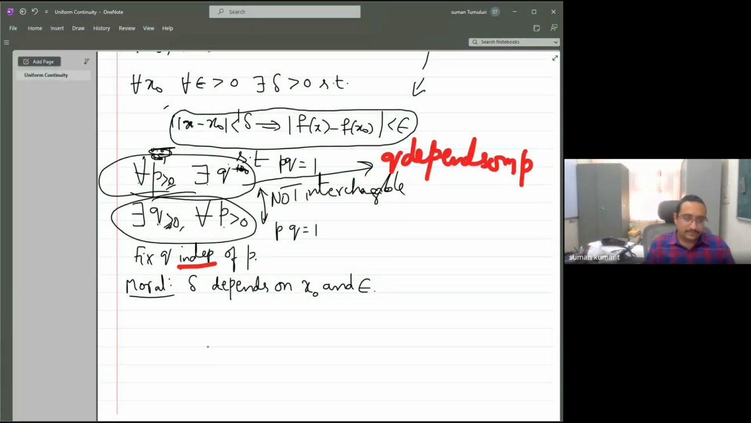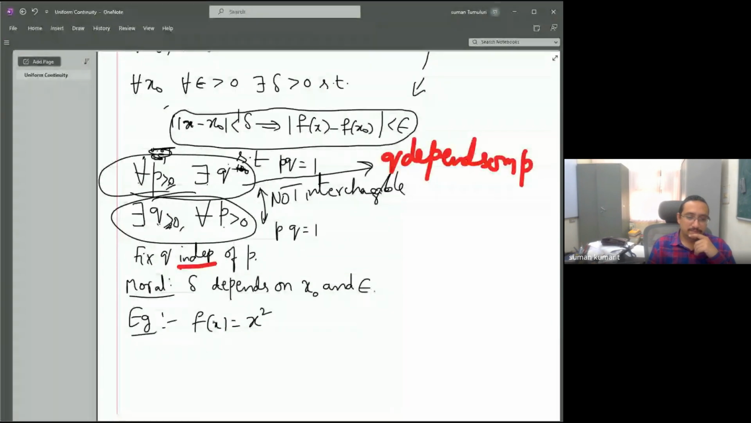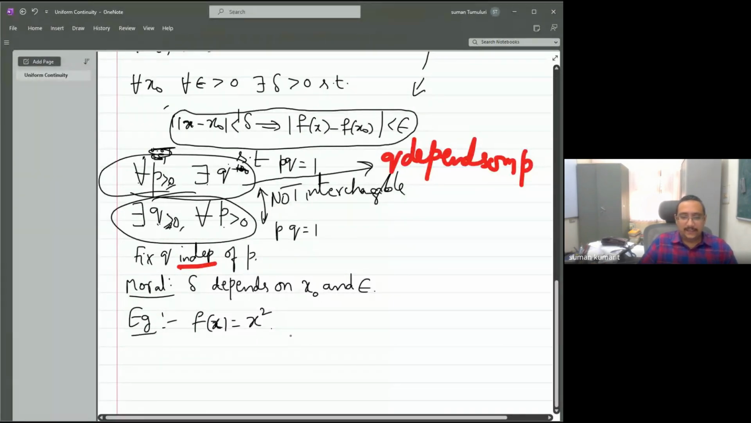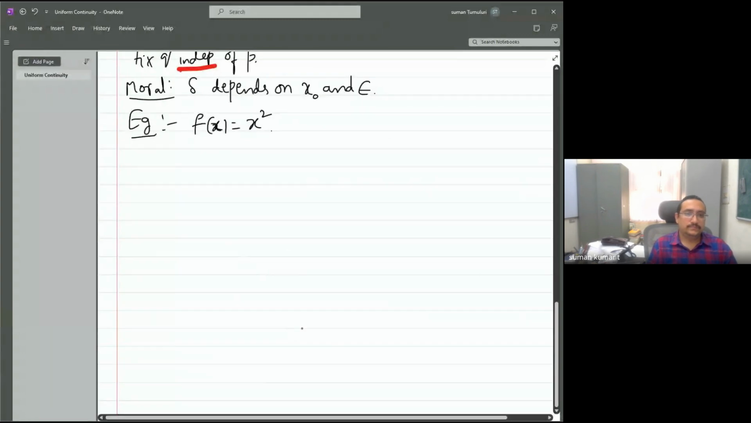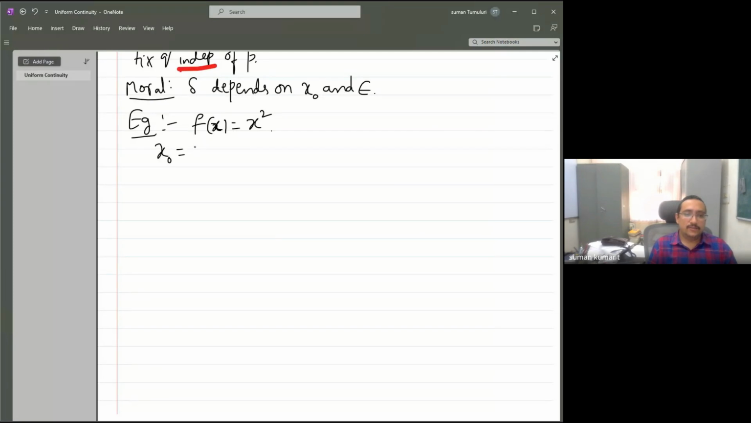Of course, you can just look at some examples. For instance, you take f of x equal to x square. Take this function and then take x naught equal to, maybe, just take a specific value.